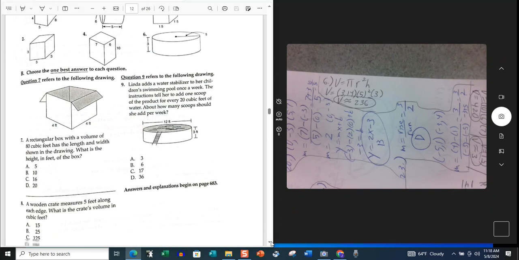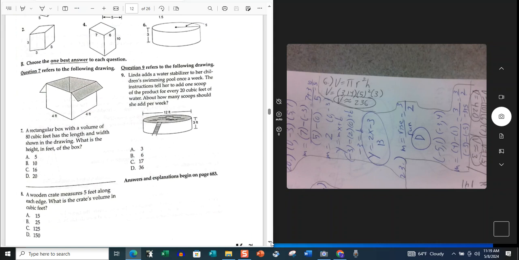Now, we scroll down here. It says choose the one best answer to each question. Question 7 refers to the following drawing. Now, if you look at this drawing, this looks just like a rectangular prism, except the box is open. So let's take a look here and see if that makes a difference. It says here a rectangular box with a volume of 80 cubic feet has the length and width shown in the drawing. What is the height in feet of the box?